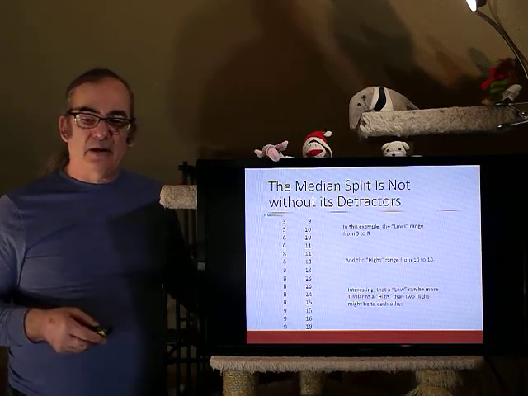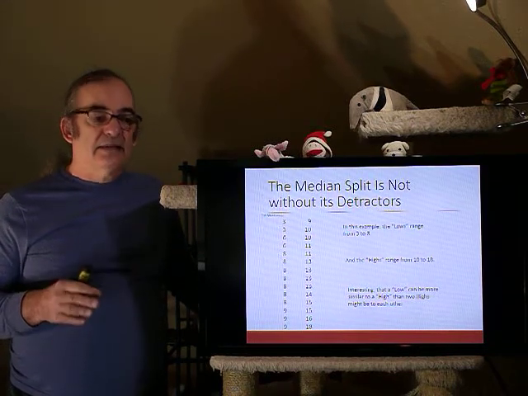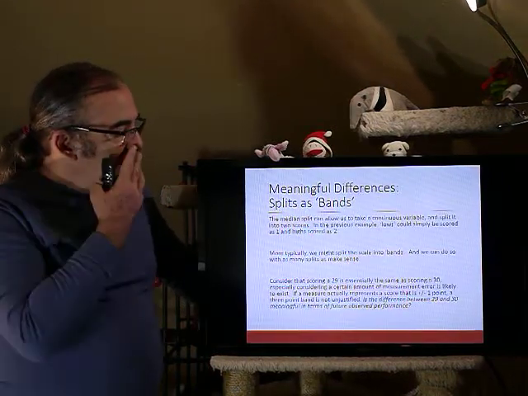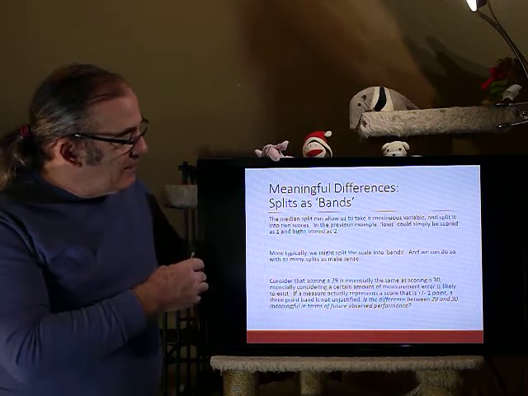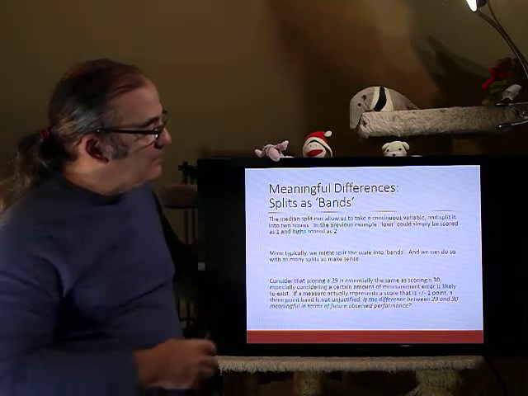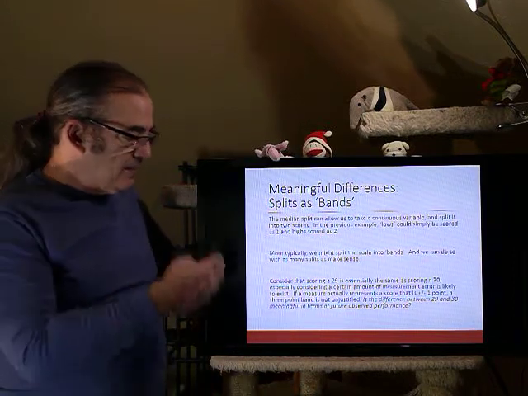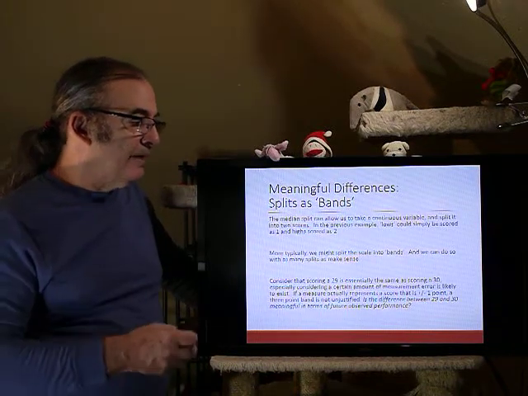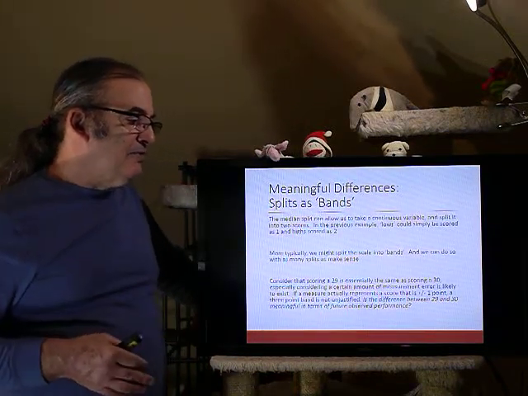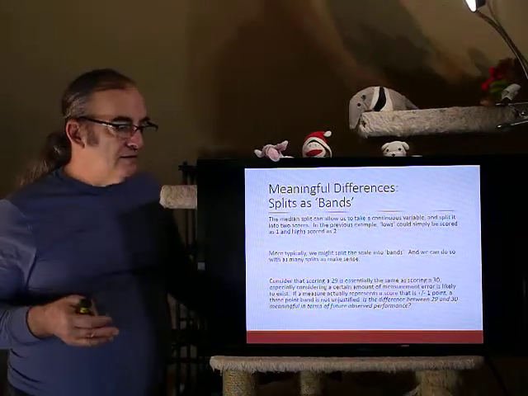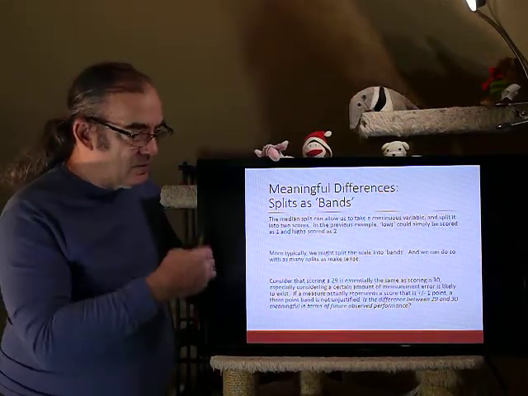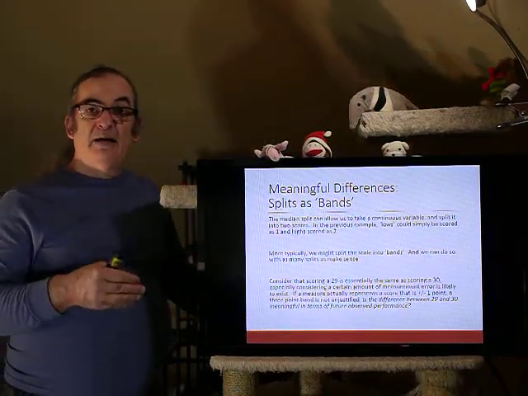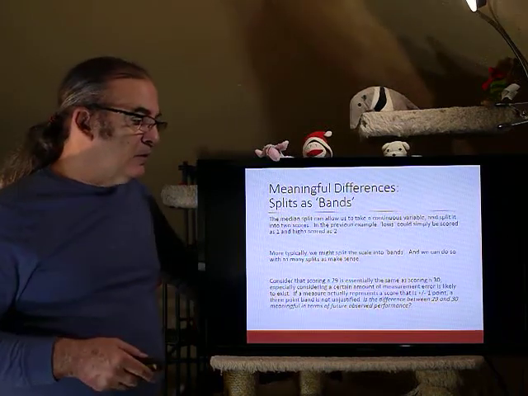One way to get around this, or to lessen the impact of this, is to engage in a process called banding. Meaningful differences are split into bands. So the median split allows us to take a continuous variable, in terms of self-monitoring scores, and split it into two scores. In the previous examples, low would be scored as a 1, for example. So anyone who scored in the low column, we give them a 1 as a score. And then the people in the high band, we give them a 2.